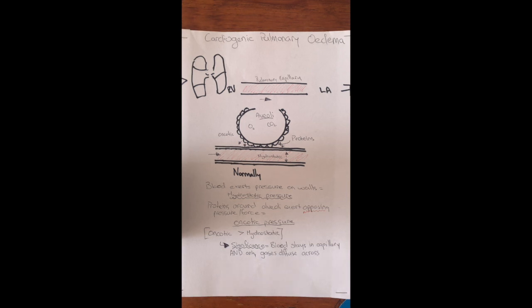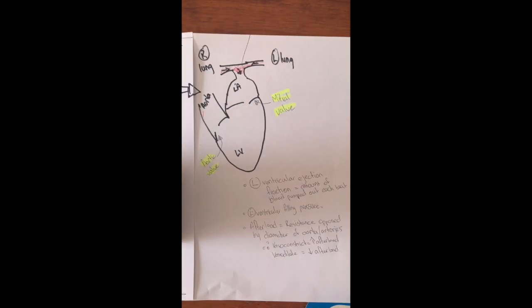Blood stays in the capillary and gas diffuses across. So we just touched on oncotic pressure versus hydrostatic pressure with the analogy of a door with two adults on each side. Now let's go back.